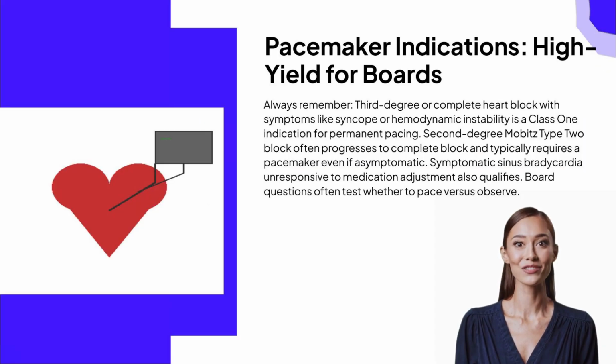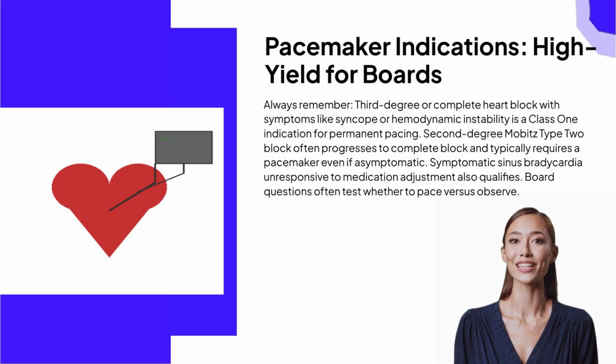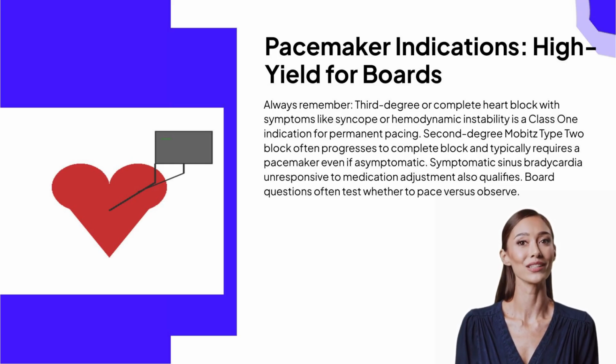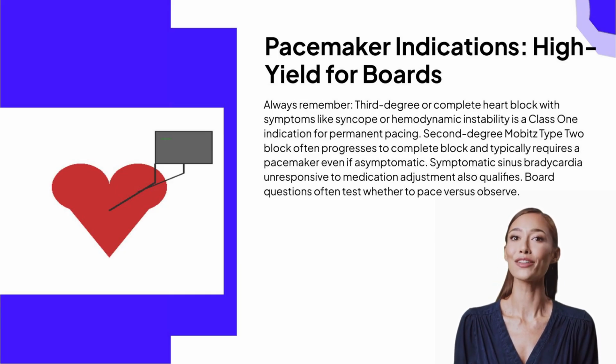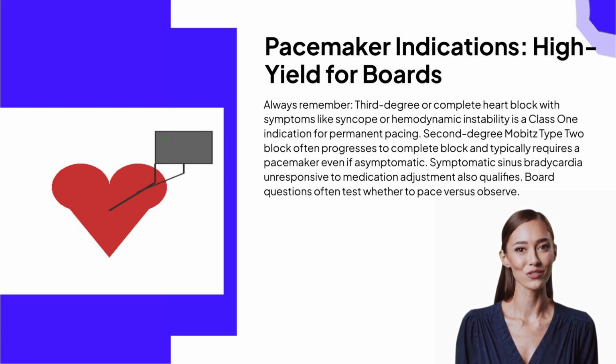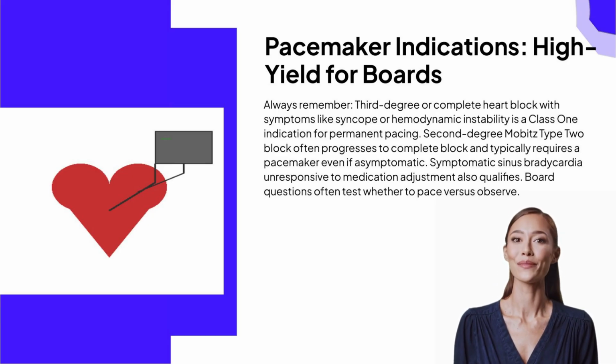Here are the high-yield pacemaker indications for boards. Always remember, third degree or complete heart block with symptoms like syncope or hemodynamic instability is a class 1 indication for permanent pacing. Second degree Mobitz type 2 block often progresses to complete block and typically requires a pacemaker even if the patient is asymptomatic. Symptomatic sinus bradycardia, unresponsive to medication adjustment, also qualifies for pacing. Board questions often test whether to pace versus observe, so know these indications cold.